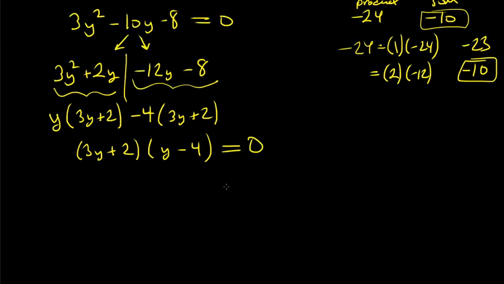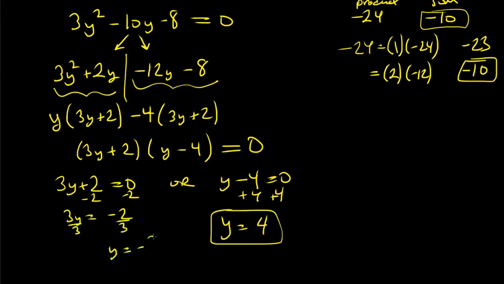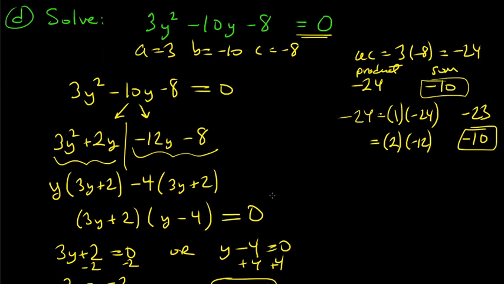Okay. But this is the easy part, because all you're doing is setting the 3y plus 2 equal to 0 and the y minus 4 equal to 0. So obviously y will be equal to 4. That's one answer. And then here, you take away the 2, you get 3y is equal to -2, divide by 3, you're going to get y is equal to negative 2/3. So again, two answers, right? Negative 2/3 and positive 4.